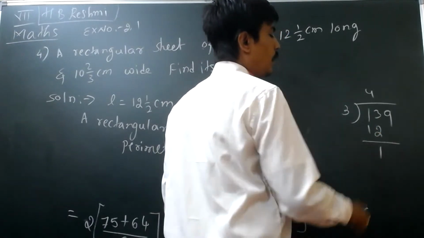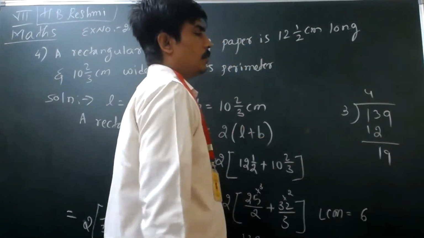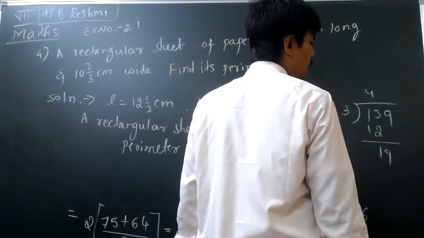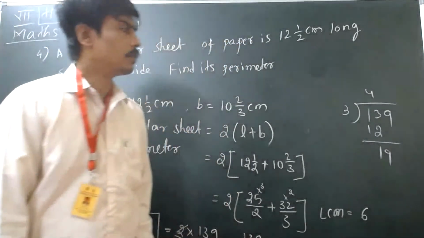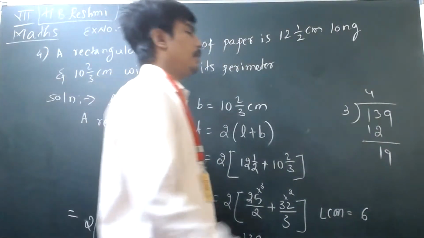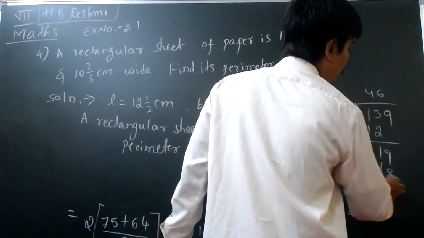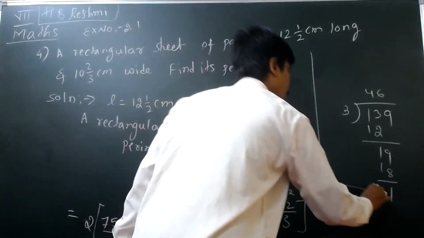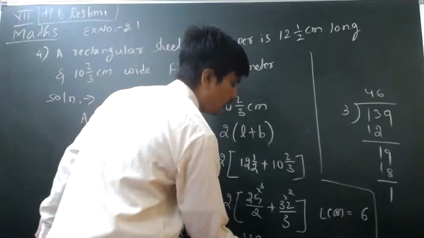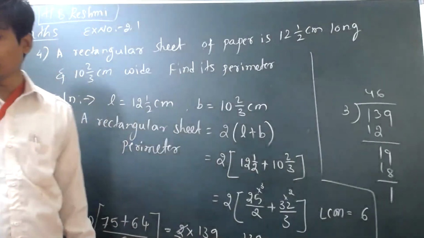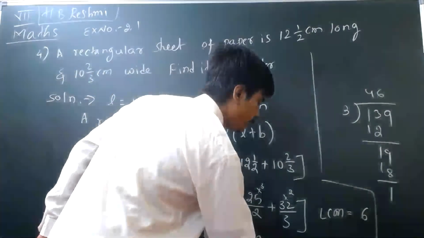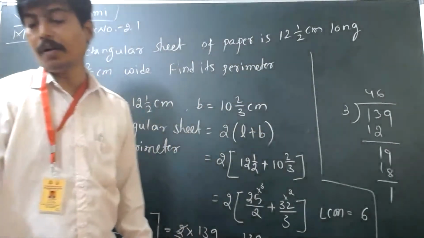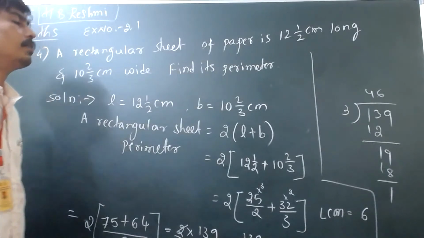It will remain 1. Again you bring down the 9. And after this, 3 fives are 15, 3 sixes are 18. It will remain 1. So I can write this answer in the working column. You have to make a working column. This answer can be written as 46 integer 1 by 3 centimeter. Perimeter is always written in centimeter. If it is area, it will be written in centimeter square.